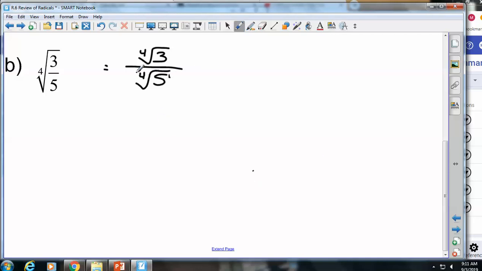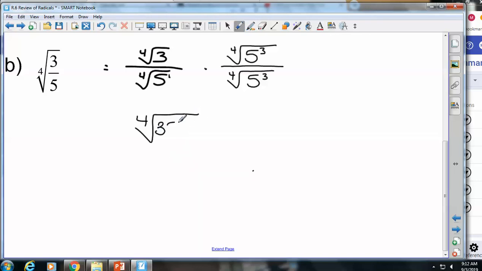Okay. This is a 5 to the 1st. Because it's a 4th power, I need 4 of them. So you need 3 more 5s. So on the top, they are both under the radical, so take 3 times 5 to the 3rd. You can use your calculator. What does that give you?